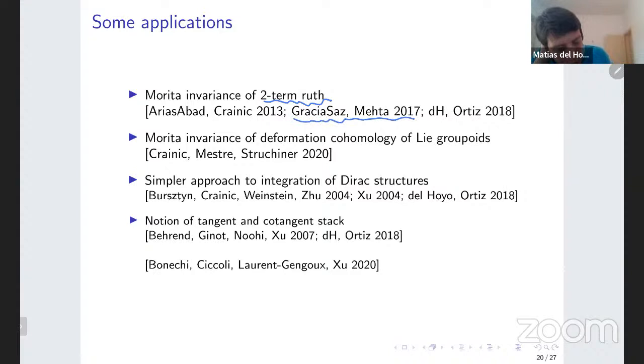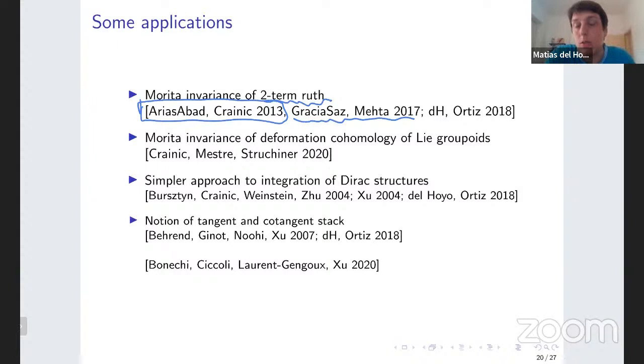But I should mention that when Camilo Arias Abad and Marius Crainic introduced representations up to homotopy, they conjectured like 10 years ago, we expect for these representations up to homotopy to be Morita invariant. But up to now, there is no proof for this. We know it for two-term representations up to homotopy, and we have some ideas for the general case. But it is somehow open to prove the Morita invariance of representations up to homotopy.